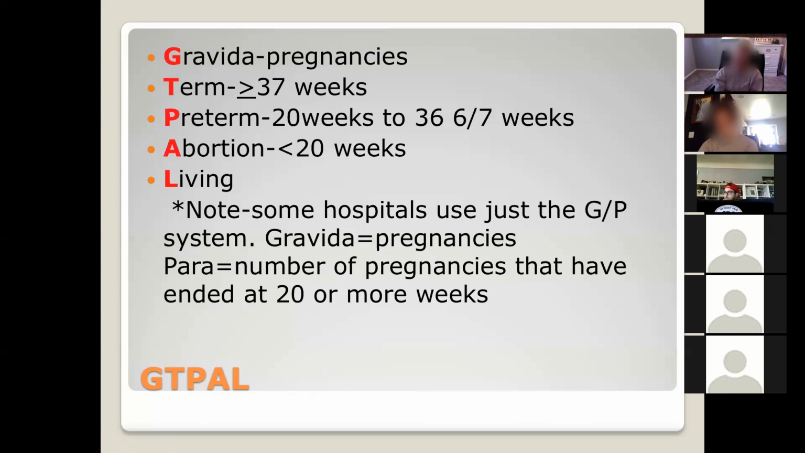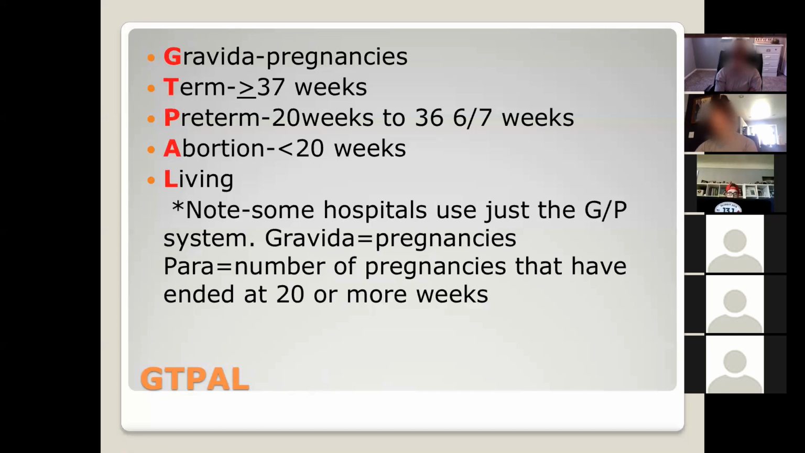So G just stands for gravida, which means how many pregnancies the woman has had. It doesn't matter what's happened to them, it's just how many times she has been pregnant. And if a woman was pregnant with twins, it's still one pregnancy. If she was pregnant just one time with twins, it would still be gravida 1.